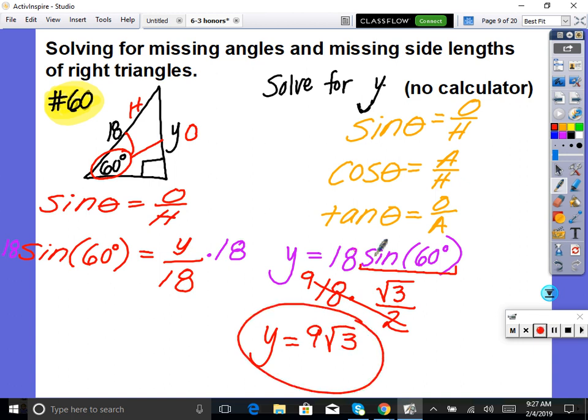If you would have typed this into your calculator, you would have got the decimal answer. Now on the test, let's say that this would have been 61 degrees. Can we find the sine of 61 degrees as an exact answer? No, that would be the appropriate time to use your calculator. Does that make sense, everybody?